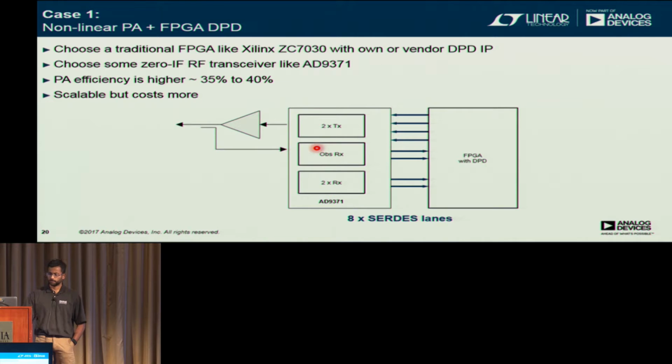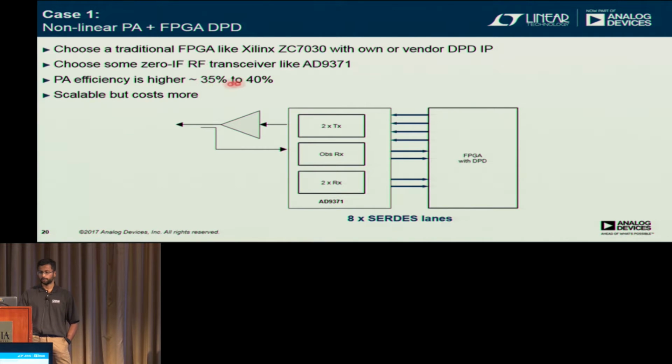So the more conventional DPD solution would be you design your own DPD IP, implement it in ASIC or in the FPGA, or you rely on the vendor to provide you some DPD IP. And lots of FPGA vendors do this now, and you can buy it. You can buy the whole solution, if you will.